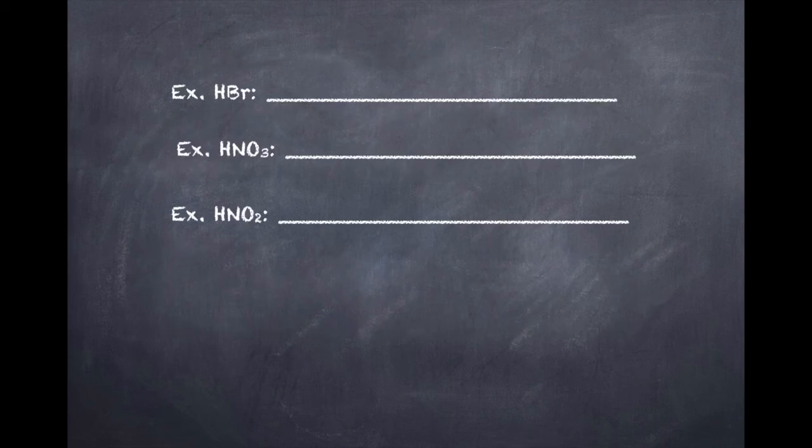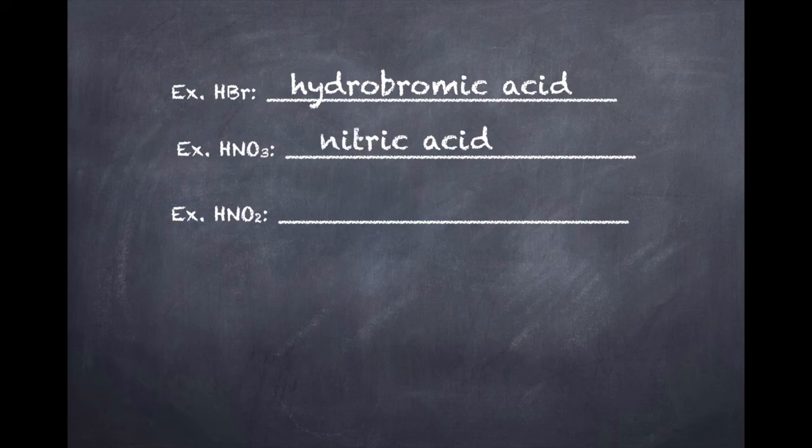So let's try an example. So here are 3 right here. If you notice HBr, you just have the anion, so you're going to need your hydro prefix. So it's going to be hydrobromic acid. For HNO3, that is a polyatomic ion, that's nitrate. So you're going to replace the ate with ic, so it's just going to be nitric acid. So no hydro needed because that's a polyatomic ion. For HNO2, that is an ite ending, so it's going to be nitrous acid.